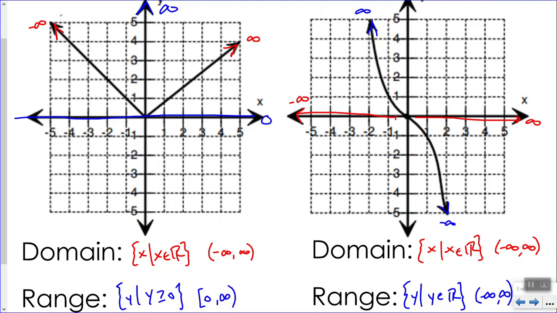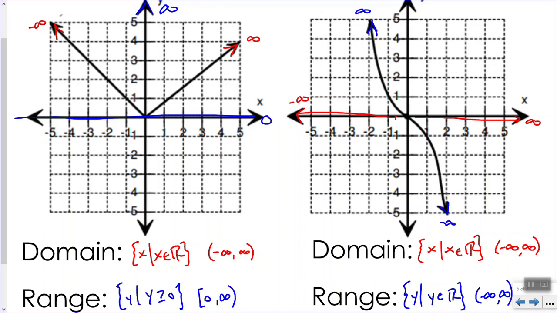If I talk about my range and I look at the graph, I see that I don't have any points on the graph below 0. So my range starts at 0, and then again, as this function expands, it's going to continue moving upwards. So we go from 0 to infinity, which would be my interval here, and then my inequality would just be y is greater than or equal to 0.